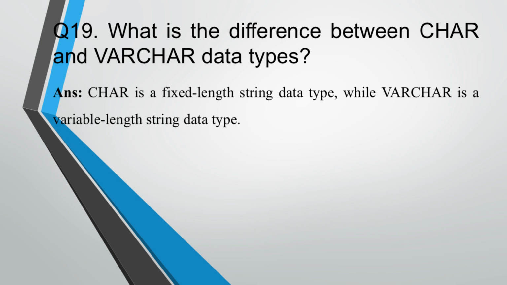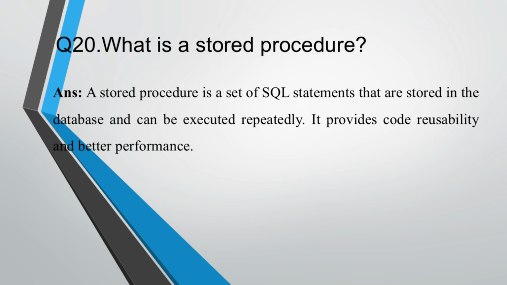What is the difference between char and varchar data types? Char is a fixed-length string data type, while varchar is a variable-length string data type. What is a stored procedure? A stored procedure is a set of SQL statements that are stored in the database and can be executed repeatedly. It provides code reusability and better performance.